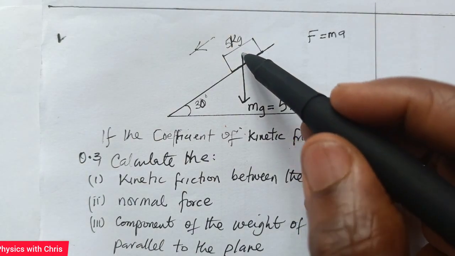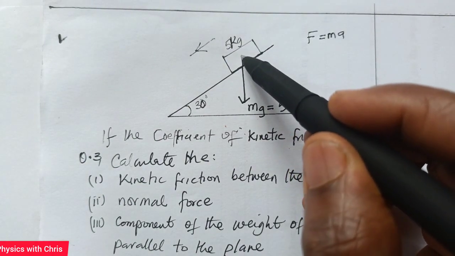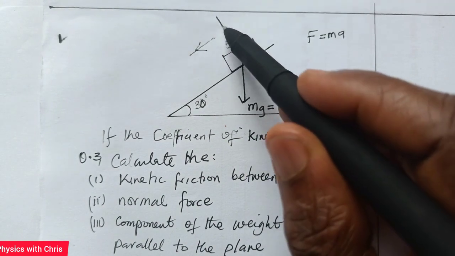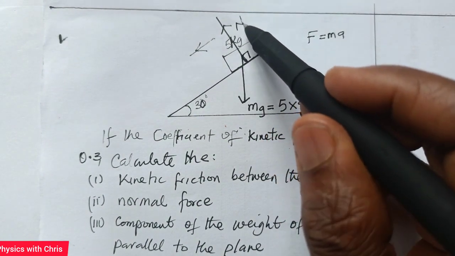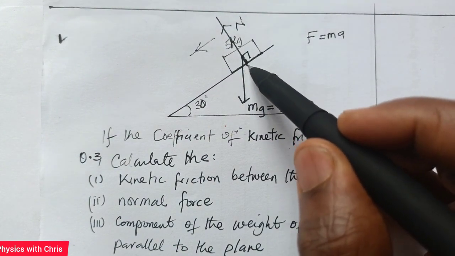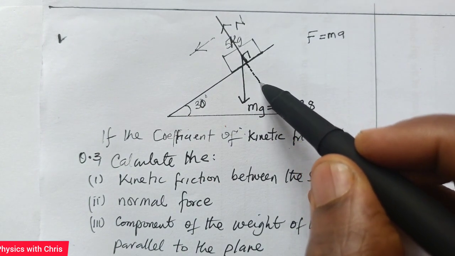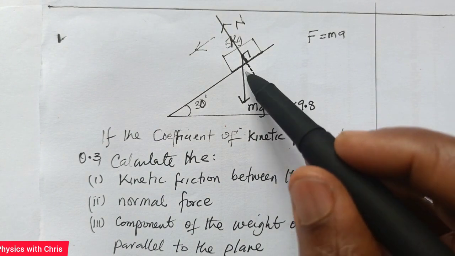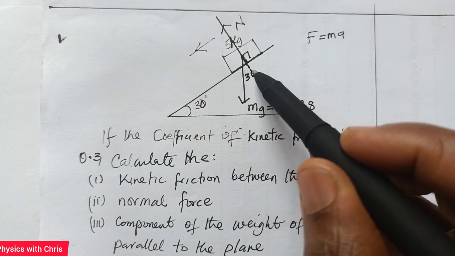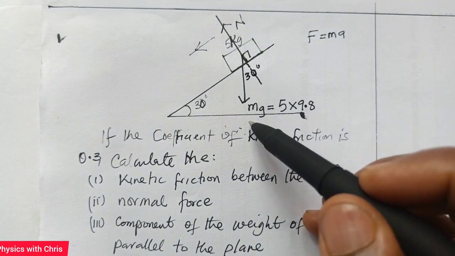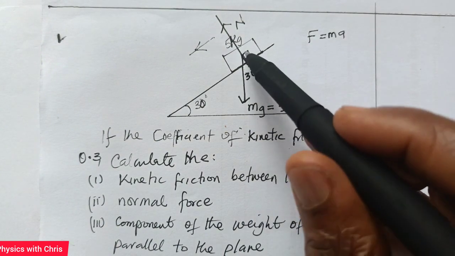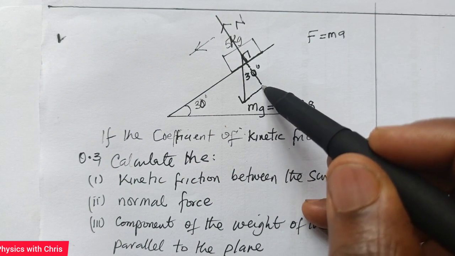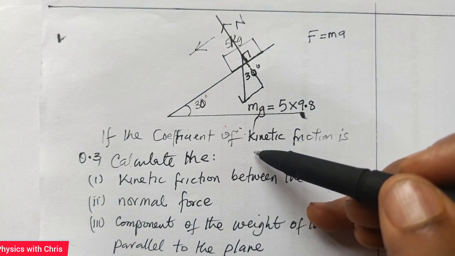And then we have the normal reaction, the normal force. The normal force acts in such a way that it is perpendicular to the plane surface. This is the normal force. I call that N. If I produce the normal force beyond the plane, it makes the same angle 30 degrees with the weight line. Which means I can resolve my mg, which is the weight of the body, into two components that are perpendicular to each other.